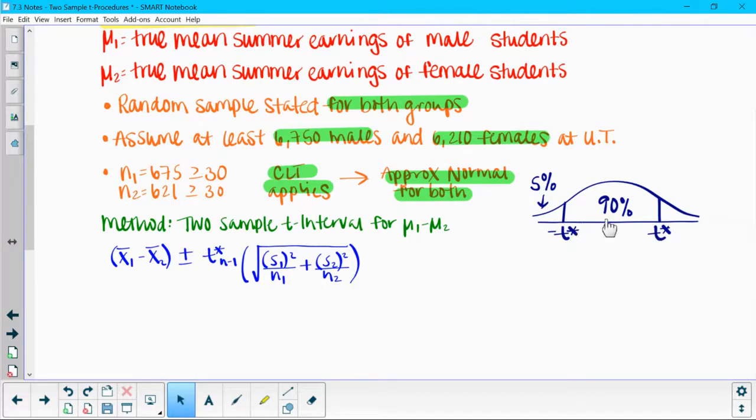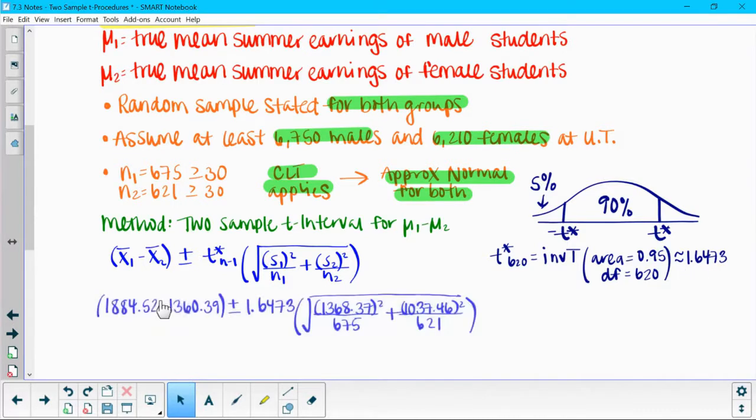Once I know the area, I go to 2nd VARS, number 4, inverse t. I'm going to enter my area as 0.95. And my conservative degree of freedom is going to be 620 because that is my smaller sample size, 621 minus 1, gives me 620. This comes out to be approximately 1.6473.